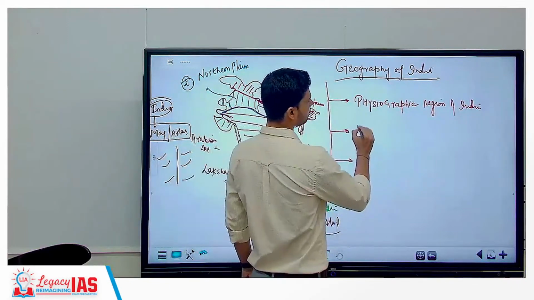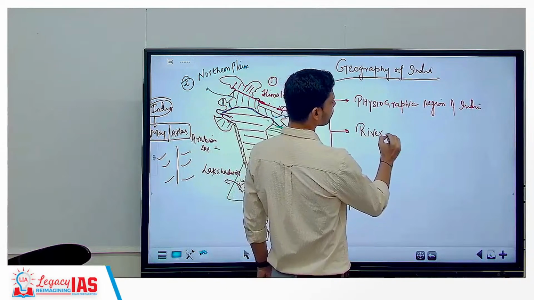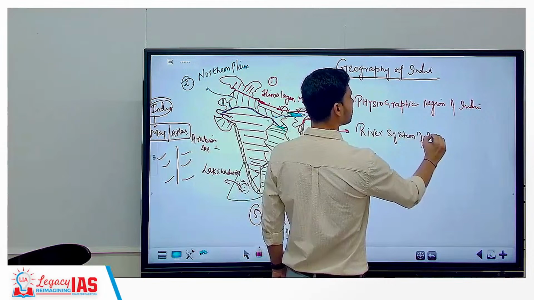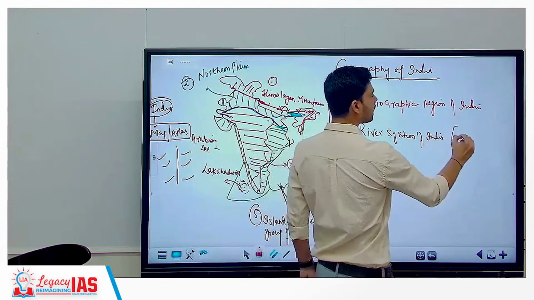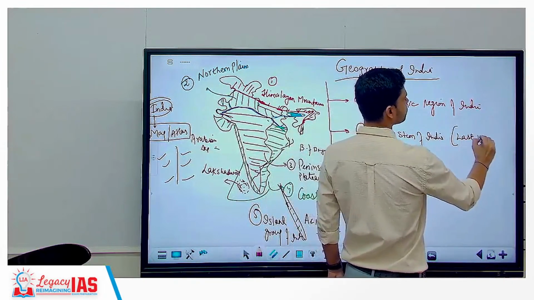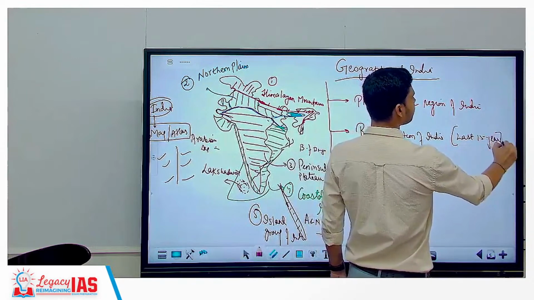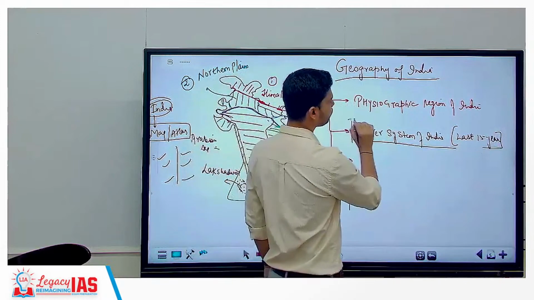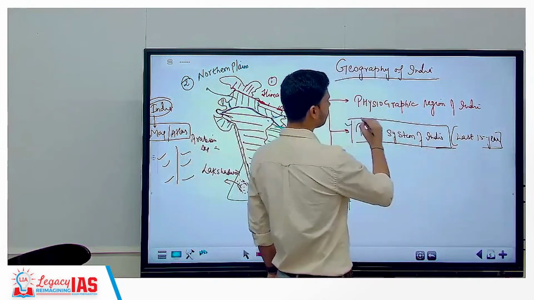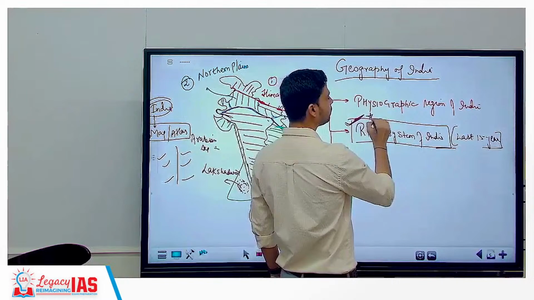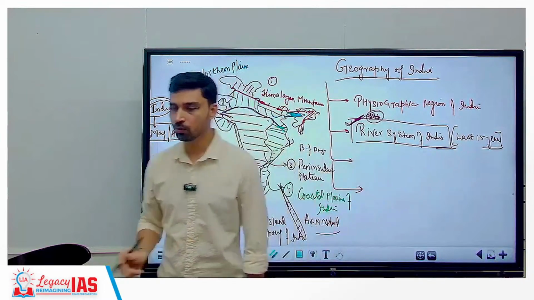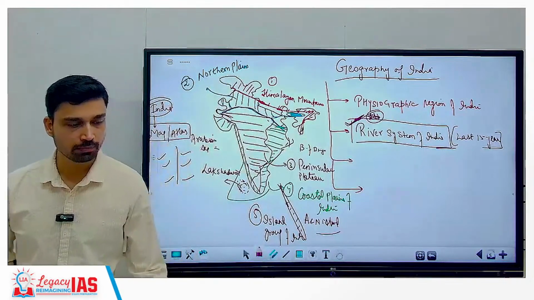Second chapter, from which the maximum number of questions have been asked. If you take a look at the last 15 years of prelims question papers, the highest number of questions that has been asked is from the river system of India. So in Indian geography, we can also say that river system is the most important chapter from the exam point of view.